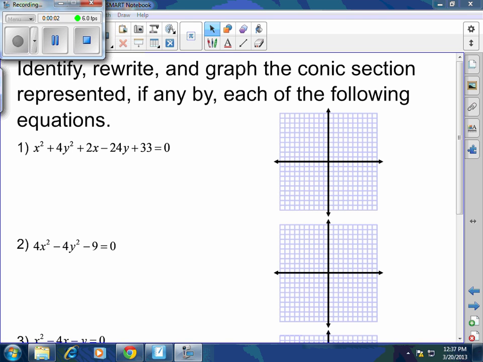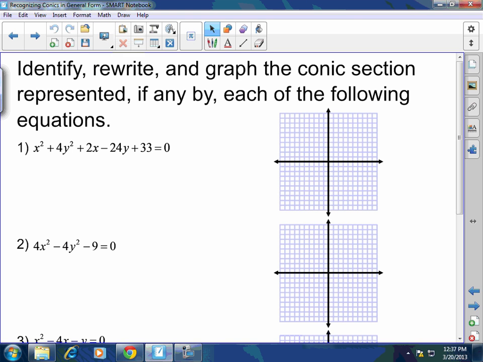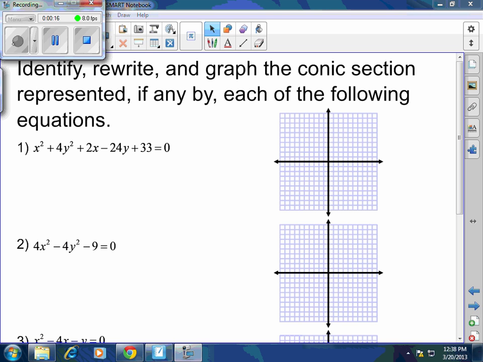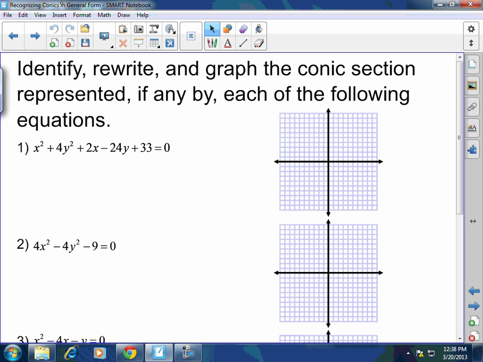Okay, guys. Yesterday we were identifying conics. Today we're going to wrap this up. We already learned how to identify conics, so what we're going to do today is identify them, rewrite them, and graph them. We're going to put it all together today.